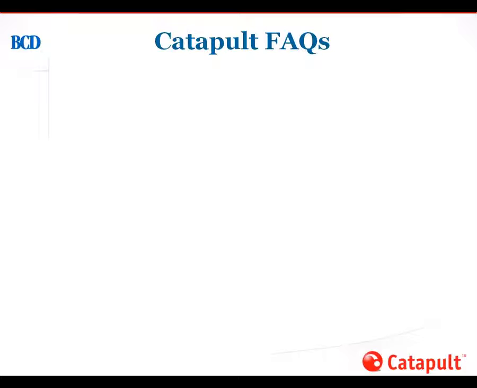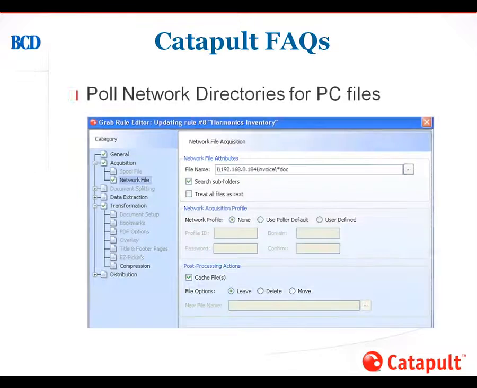Just type them out. But what we do at the end anyways is we go over what the typical frequently asked questions are, and we go over some tips and techniques for the last 5 to 10 minutes. So in terms of frequently asked questions about Catapult, as Mark mentioned, you can poll for not only spool files, but also PC files anywhere on your network that the Polar PC has access to.